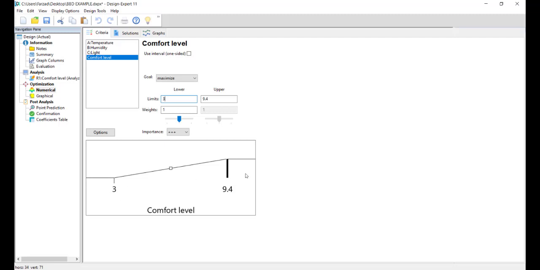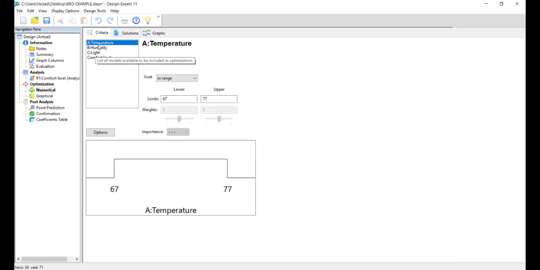Let's see in this graph also you can see the comfort level from 3 to 9.4. If you change the limit, now the software will find the optimum point or the maximum point for the comfort level according to those three factors in this range. If I change the range, you can see also in this graph, it will just find the optimum point in this range. So let's leave it as it is. So the optimum point, the highest comfort level for these three, we will select.